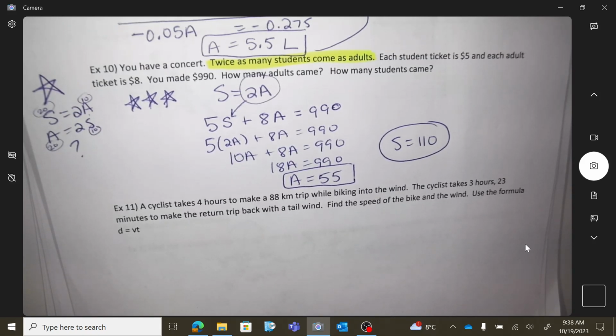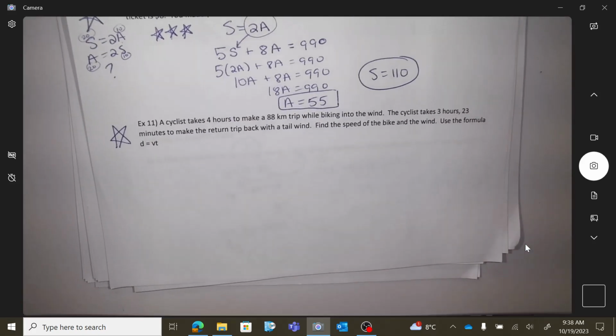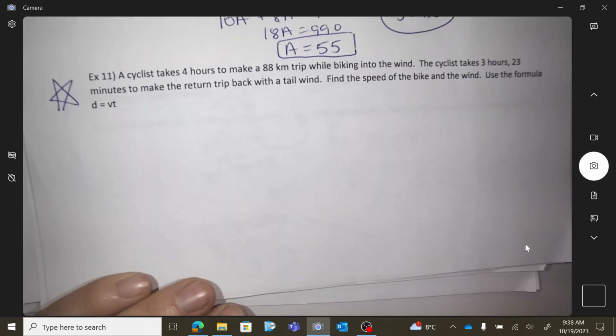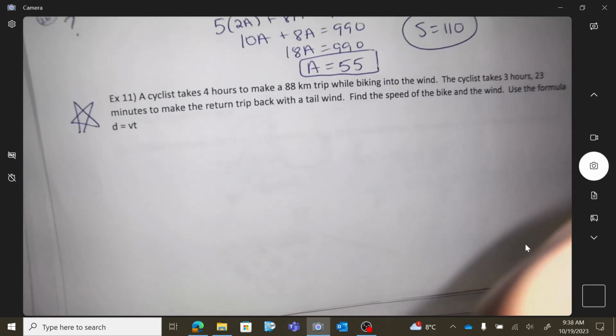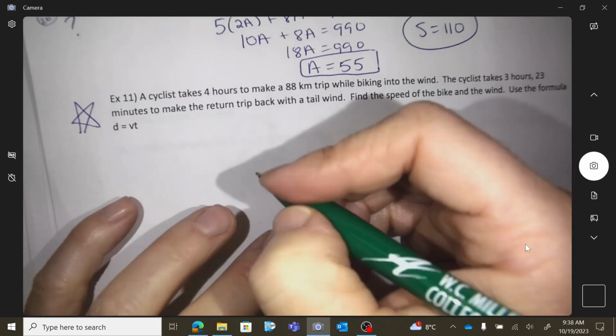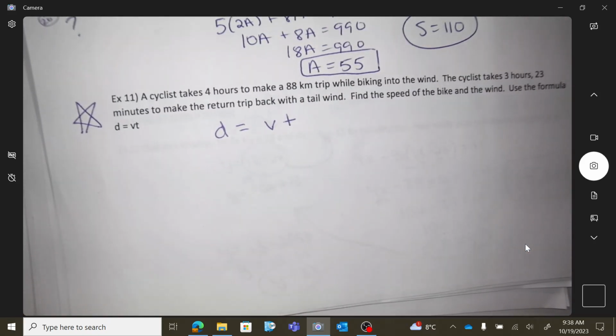Okay, and the very last question, so we have 3 starred questions here to really focus in on our test. This one is also just probably one of the harder ones on the test. So a cyclist takes 4 hours making this trip. So we're going to just start by understanding that we have a formula to follow. Distance equals velocity times time.